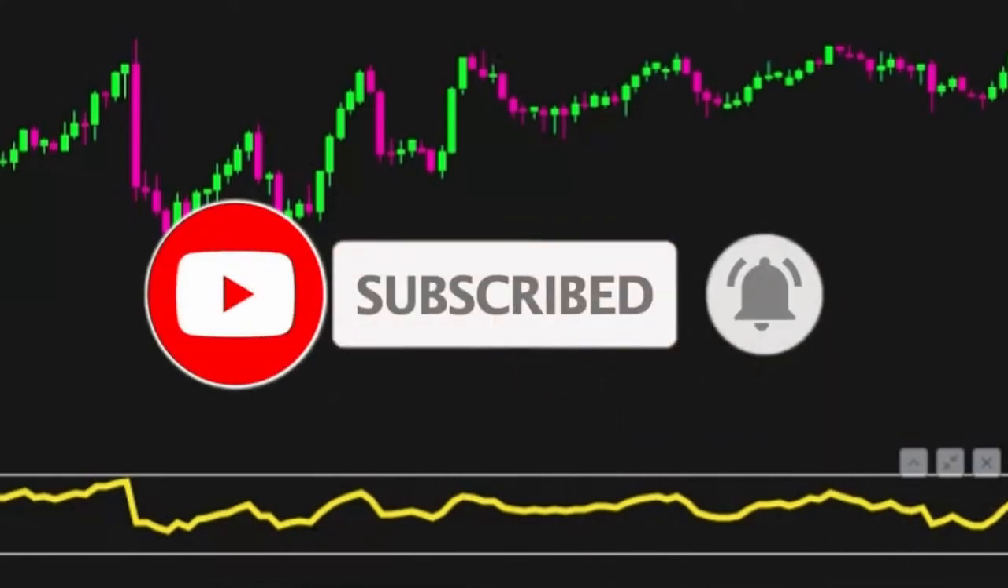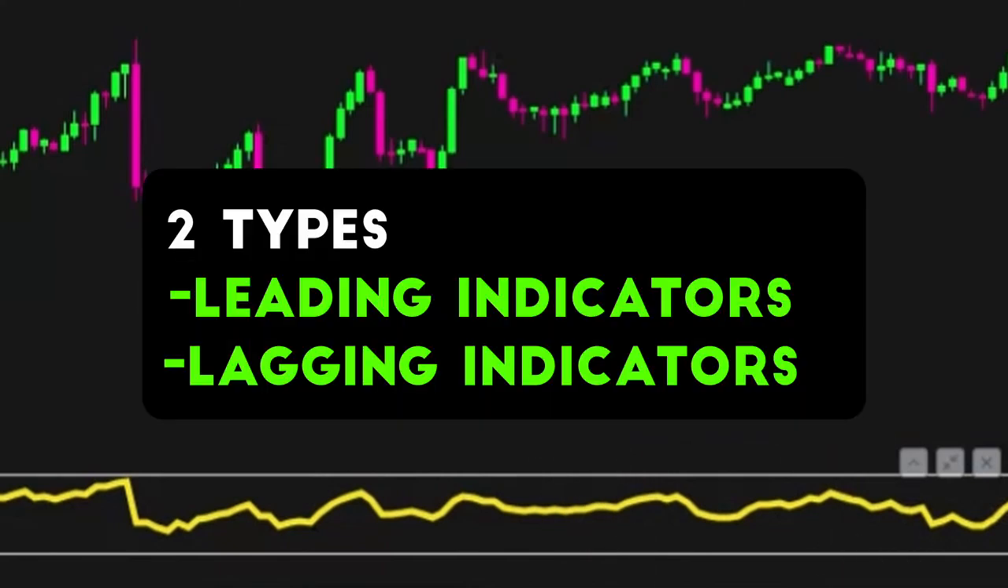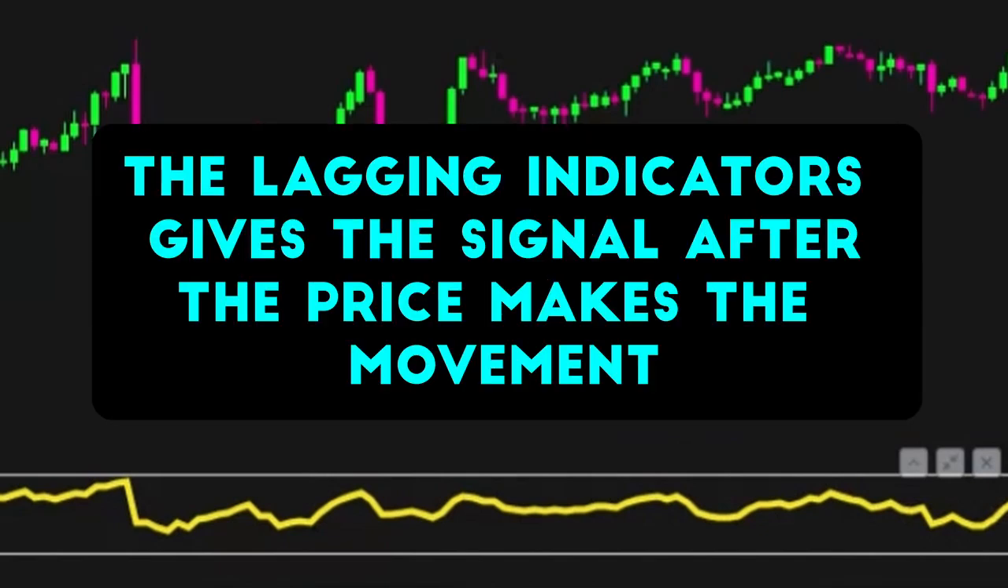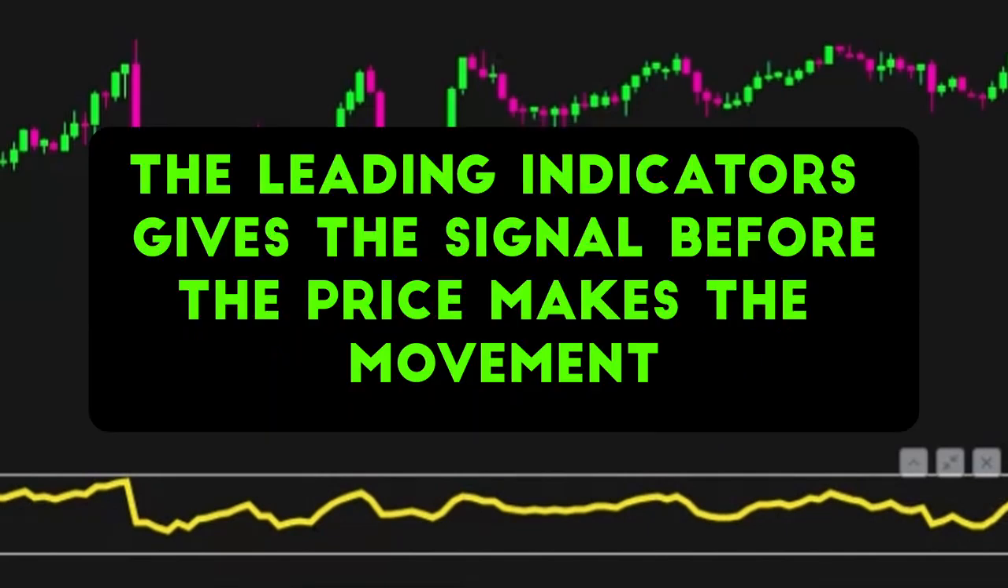There are two types of the indicators, which are lagging indicators and leading indicators. The lagging indicators provide the signal after the price makes the movement, and the leading indicators provide the signal before the price makes the movement.